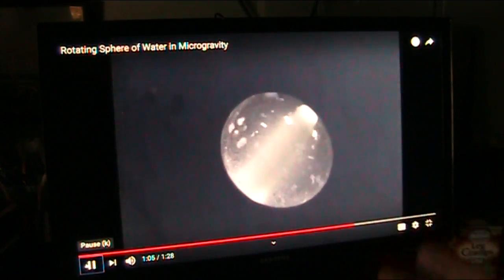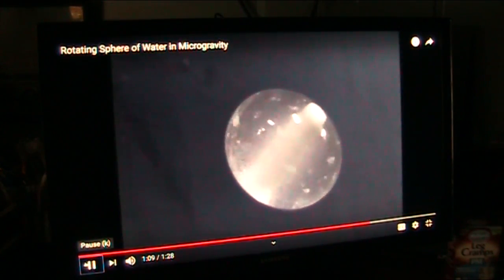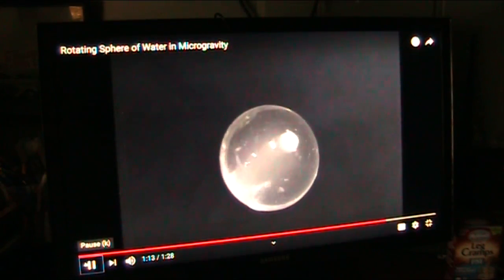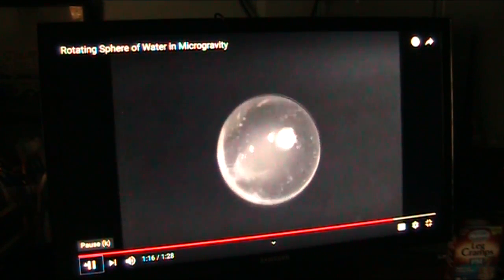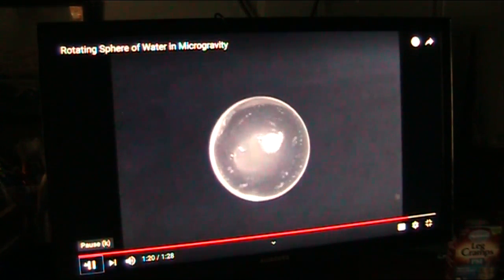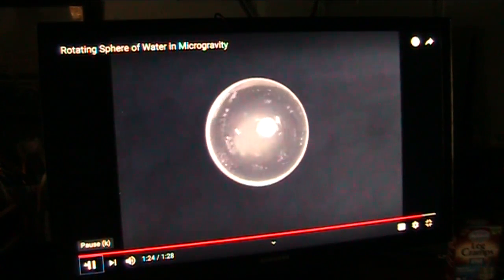Here we have a rotating sphere with bubbles and chunks from breaking up a small vitamin tablet. And the bubbles go to the center core, but the vitamin chunks seem to stay in their location dispersed through the sphere. And from this we deduced that the vitamin chunks have a density near that of water.